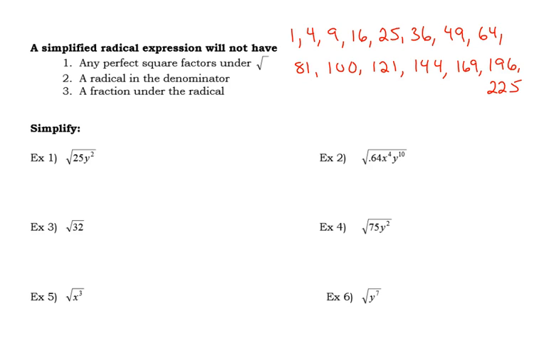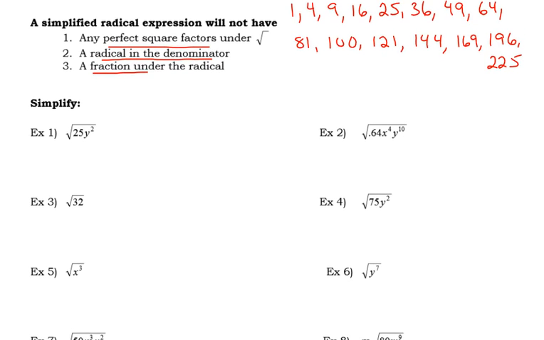Okay, so when we're simplifying radicals, we're going to look for any perfect square factors underneath the square root sign. When I did the square root of 20 on the first page, 20 had a factor that is one of those perfect squares, which was 4. Secondly, we can't have a square root in the denominator of a fraction. That's not simplified. And we can't have a fraction underneath the radical. That's not simplified. Okay, so let's take a look at some examples.